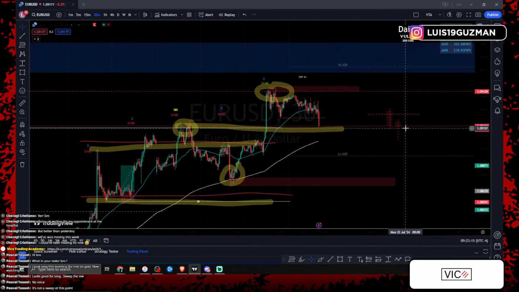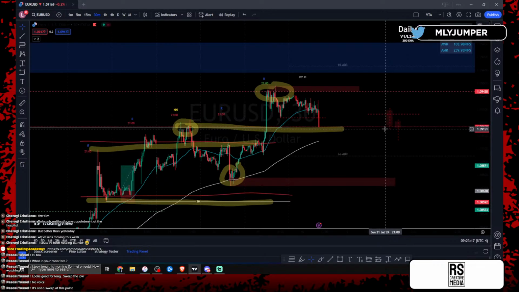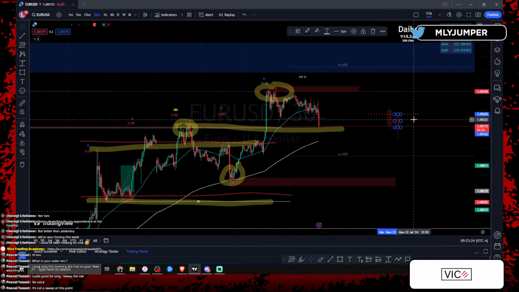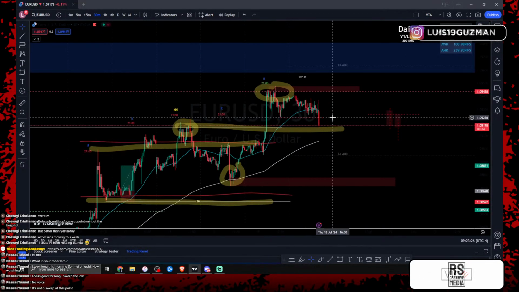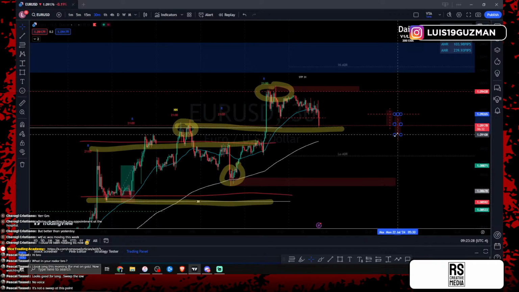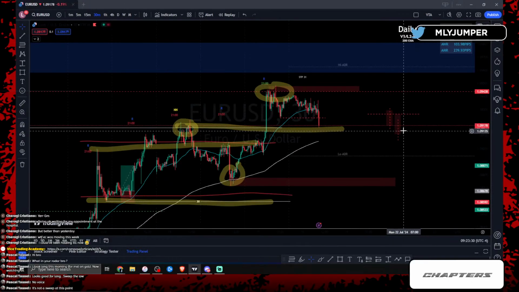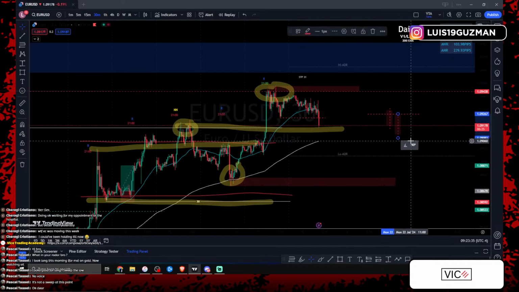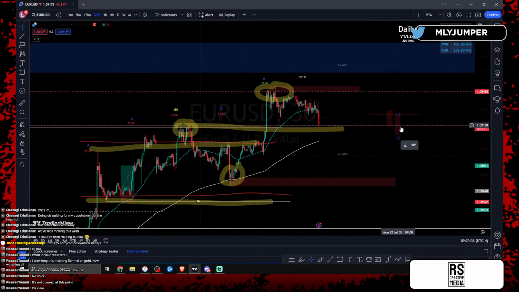let's say it closes like this, the body of the candle does not close below the wick. It's still a testing candle. If the wick or the body of this candle is touching the break of structure line, it is still not a break of structure, right?